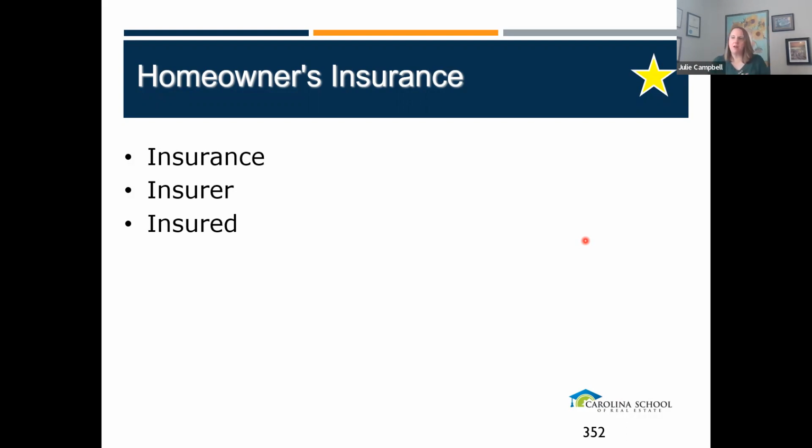The insurance policy is the agreement between the insurer, who is the insurance company, and the insured, who is the homeowner. The insurer is insuring the insured. Say that five times fast. Insurance policies have a definite beginning and a definite end date.